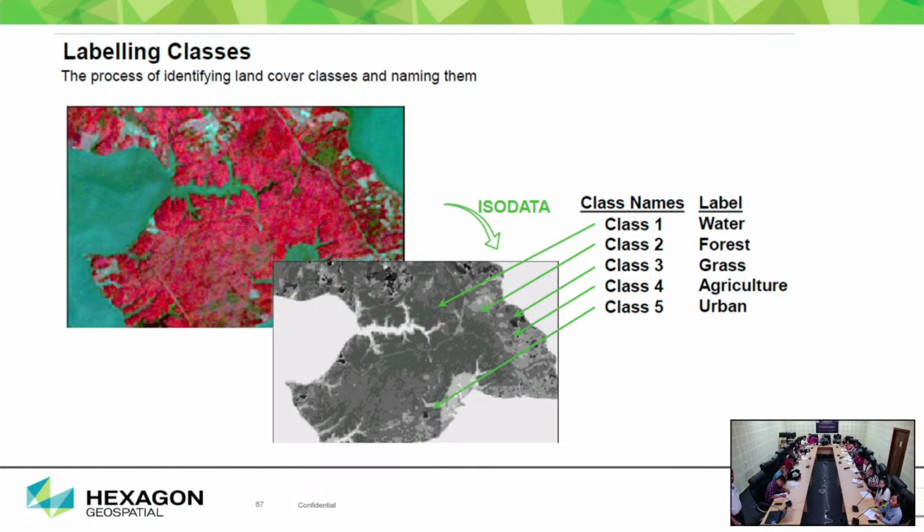So once we have done this unsupervised and supervised classification using the algorithm techniques, this type of image will be generated, and you can see that this part refers to the water bodies, and these parts are some forest land, grassland, and agricultural and urban areas.